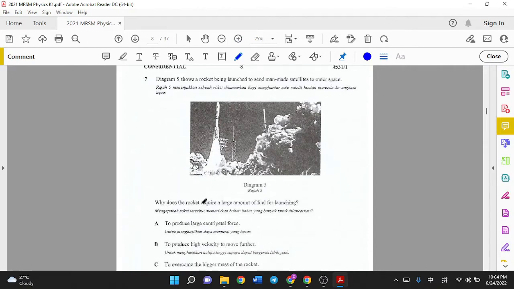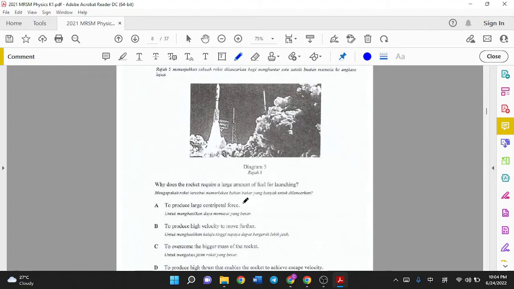Why does the rocket require a large amount of fuel for launching? To produce a large centripetal force? No, this is not true. Remember that when an object moves in a circle, you will have a resultant force pointing towards the center of the circle. This resultant force is what we call centripetal force.